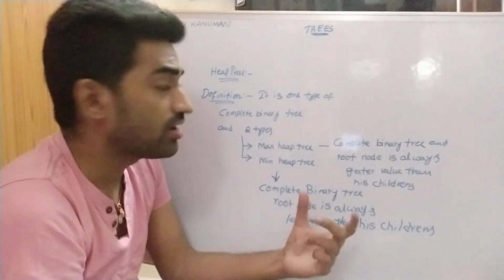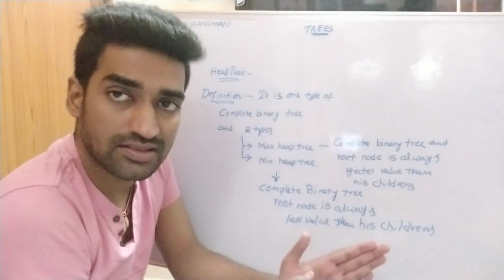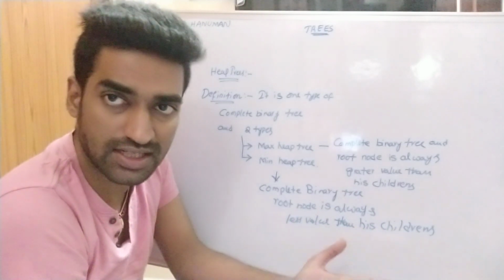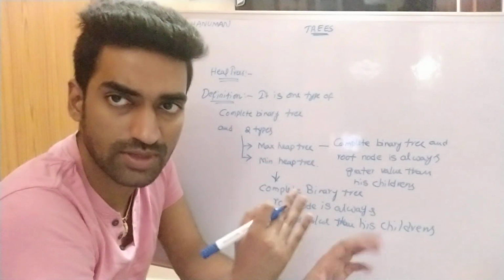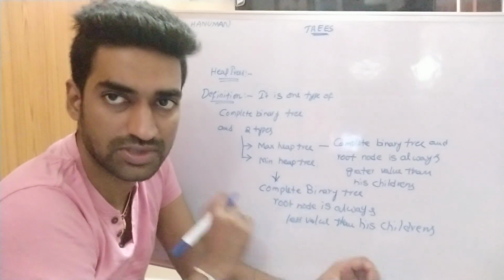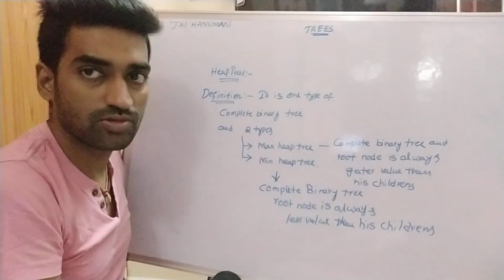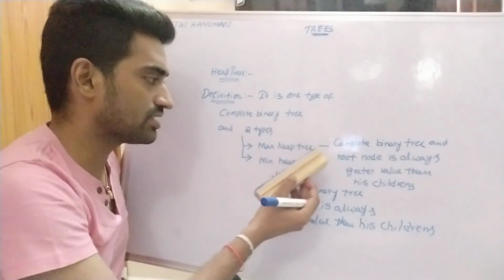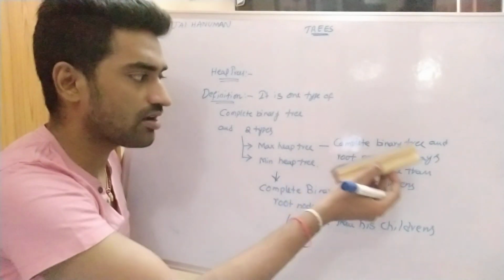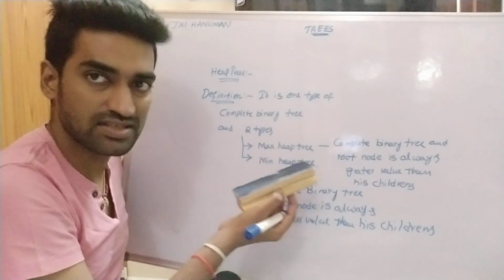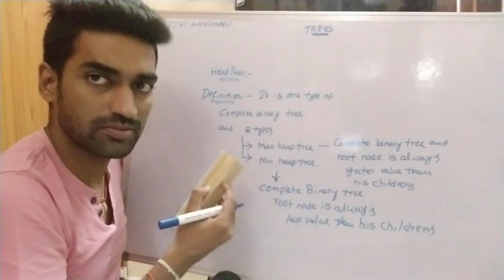And one more thing: not all complete binary trees are heap trees. For a complete tree to become a heap tree, it should satisfy either the max heap property or the min heap property. Then only can we say that the tree is a heap tree. We are discussing how to construct a max heap tree, and based on that construction, we can also construct a min heap tree. So what is the difference? If the root node is always greater than its children, that is a max heap tree. If the root node is always less in value when compared to its children, that tree is said to be a min heap tree.